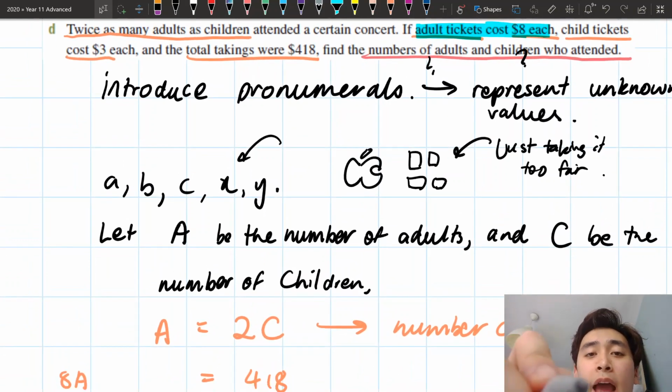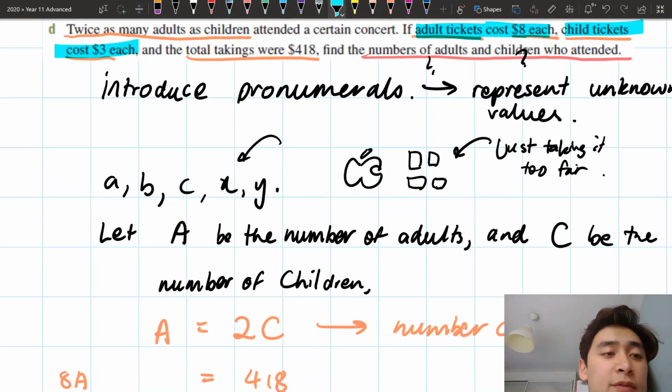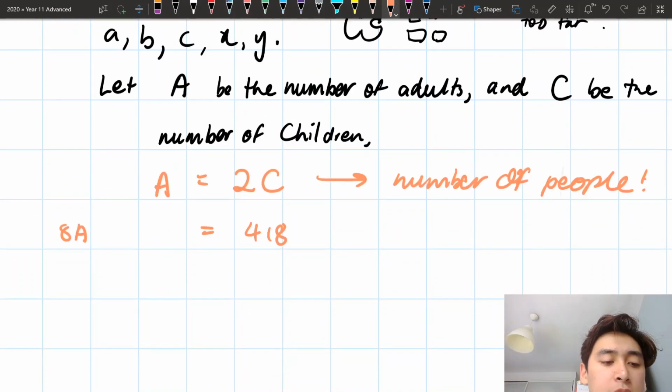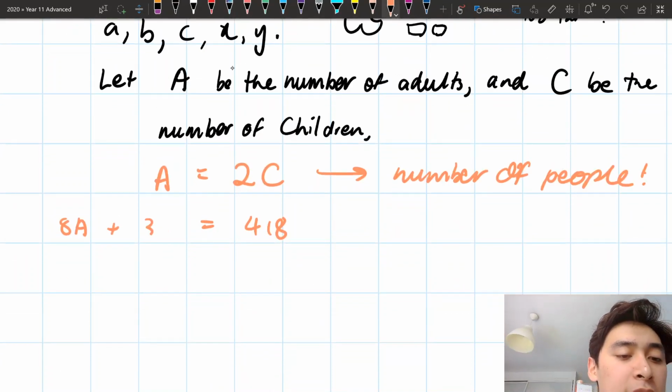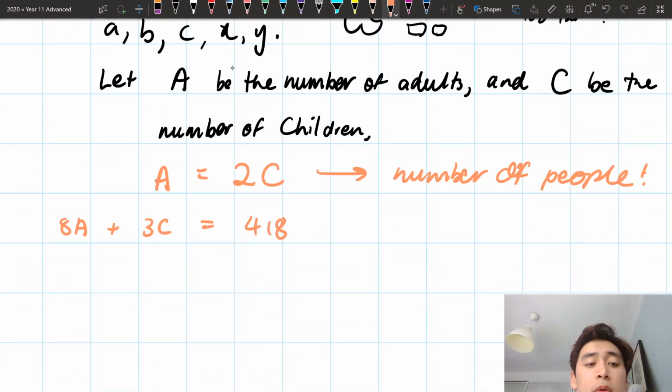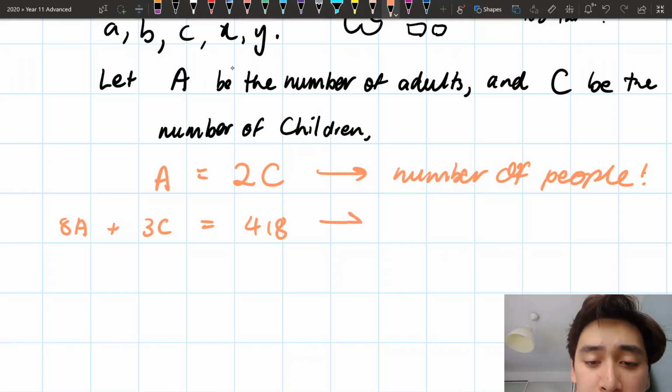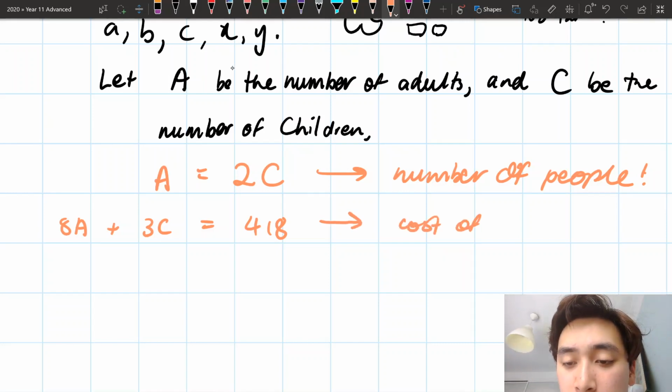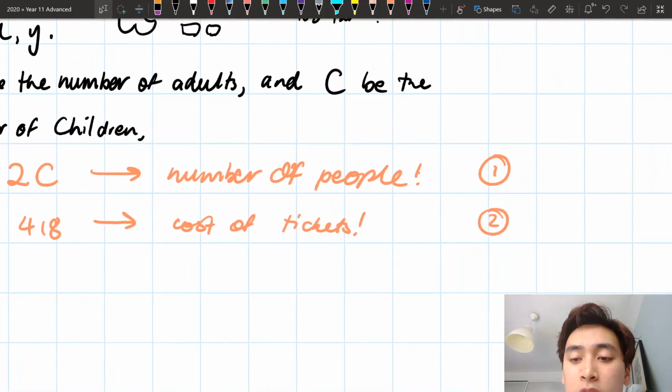In the same way, how would I write the children tickets information? Well, each children ticket costs me $3. So I'm going to add on top of that 3 times C, because every time I got a child ticket, it cost me $3. So this is the cost of tickets. I'm going to call this equation number 2.